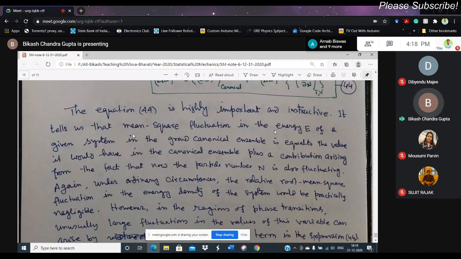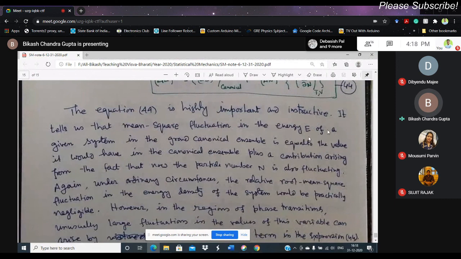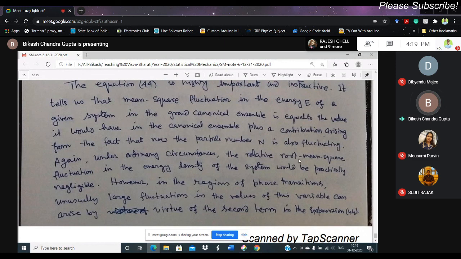Okay, so I'm just reading out this one. The equation 44, as I said, is very important, very instructive. It tells us the mean square fluctuation in the energy E of a given system in the Grand Canonical Ensemble is equal to the value it would have in the canonical ensemble. That means this plus a contribution arising from the fact that the particle number N is also fluctuating. Again, under ordinary circumstances, the relative root mean square fluctuations in the energy density of the system would be practically negligible, as we have done in case of the canonical ensemble. Here also you can show that in normal situations, the relative fluctuation is pretty negligible.